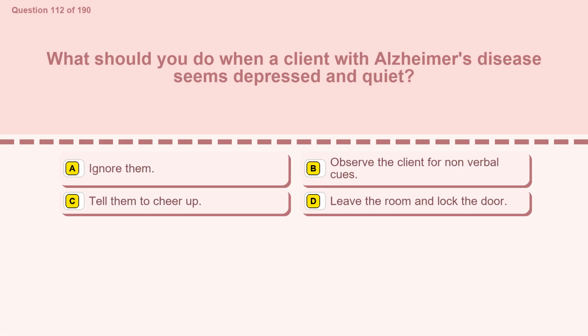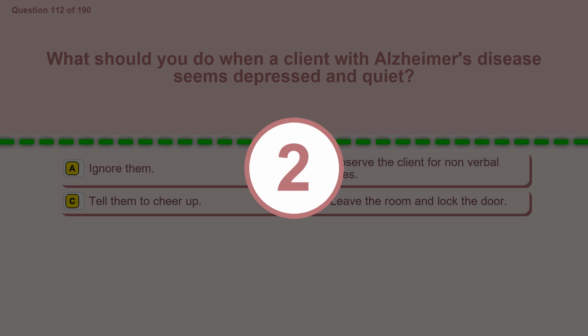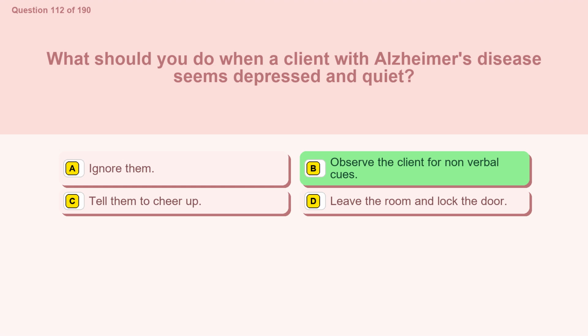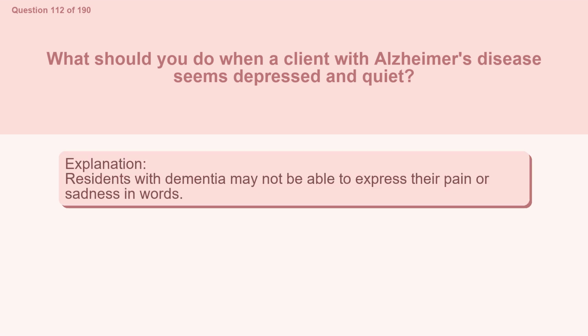Question 112. What should you do when a client with Alzheimer's disease seems depressed and quiet? Option A, ignore them. Option B, observe the client for nonverbal cues. Option C, tell them to cheer up. Option D, leave the room and lock the door. The correct answer is option B, observe the client for nonverbal cues. Residents with dementia may not be able to express their pain or sadness in words.